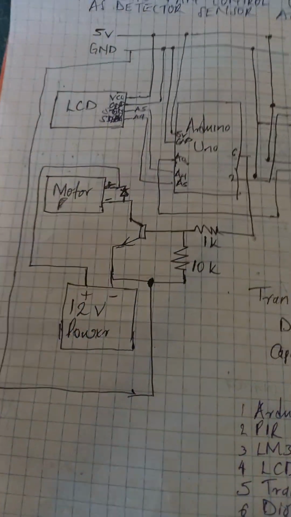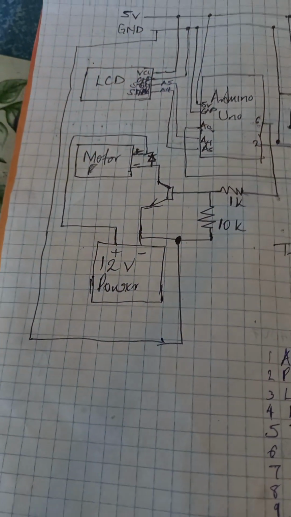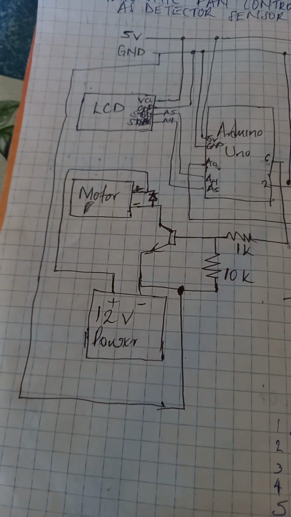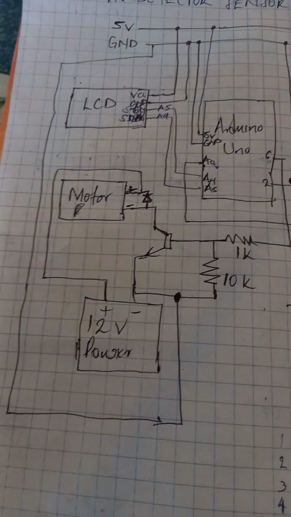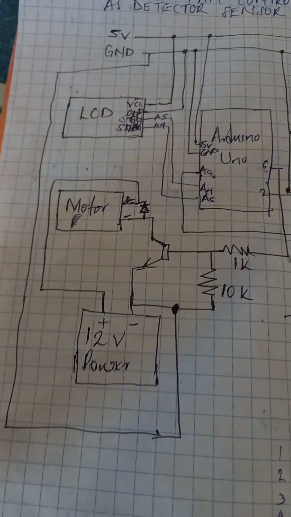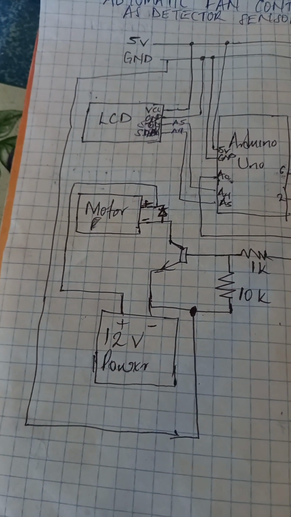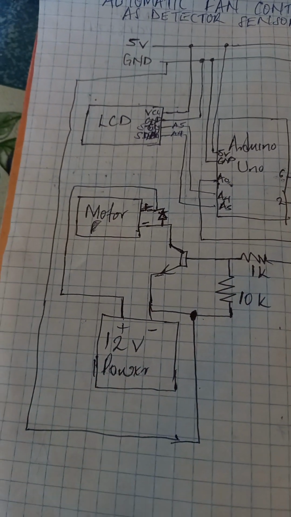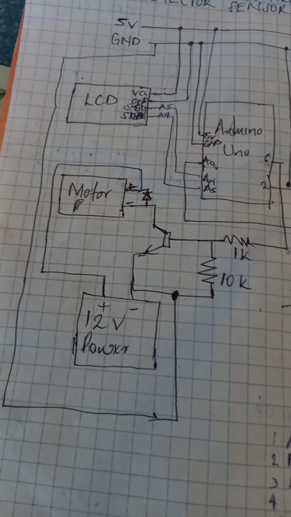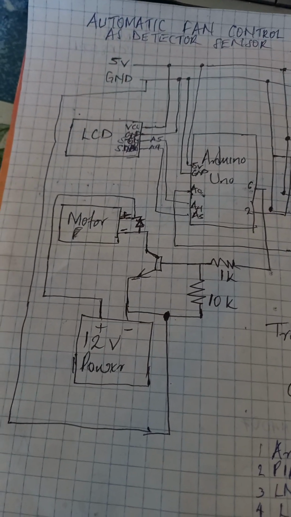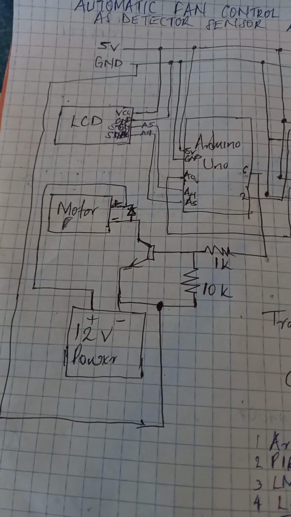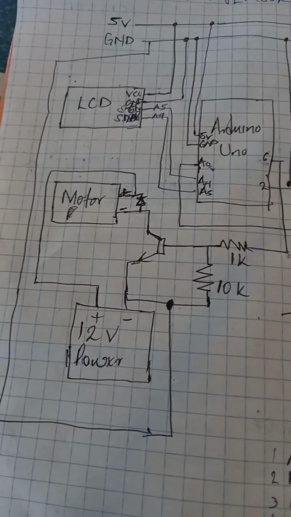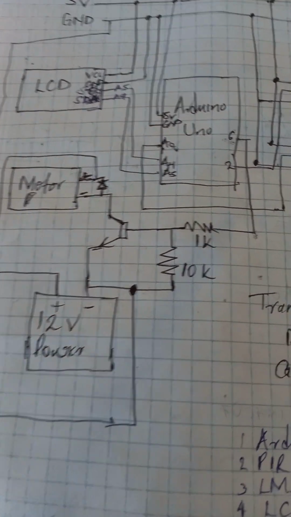Then we have our motor here. Because our motor uses 12 volts, we have to control it, and we only need it to rotate in one direction because it is a fan. We don't need to reverse the rotation of our motor. So in this case, we are going to use a transistor. In this, I used a MOSFET NPN transistor. This is the circuit here.